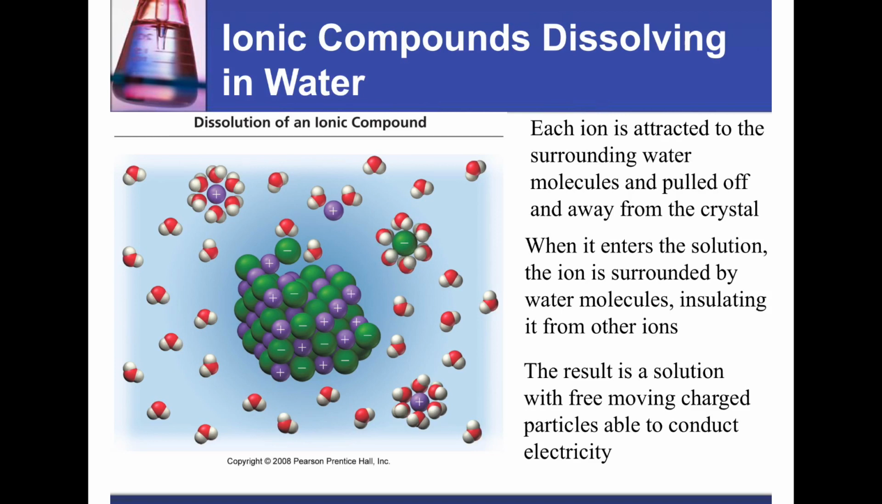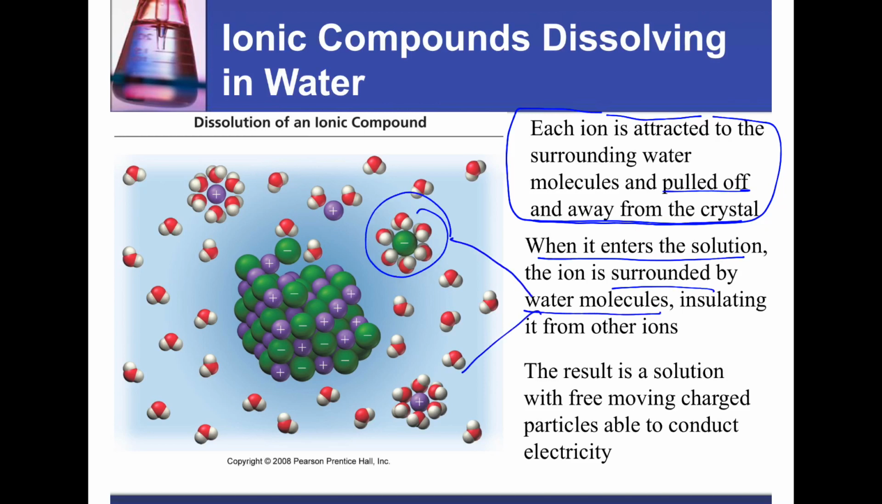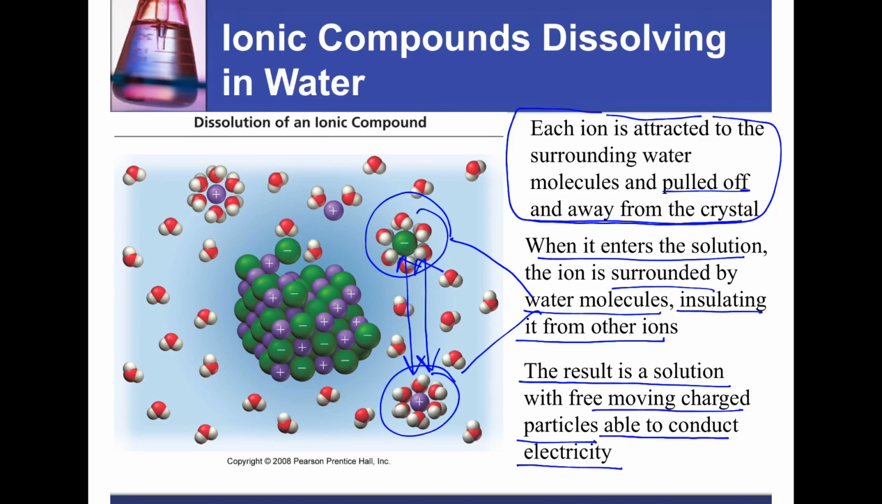So each ion is attracted to water, and it's pulled off and away from the crystal. When it enters the solution, it's surrounded by water molecules. That's what's happening right here and right here. And what that does is insulate it from the other ions. So what we get is a separation of charge. The overall result is a solution that has charged particles that aren't very close to each other. There's a separation of charge, and that means that the solution is able to conduct electricity.